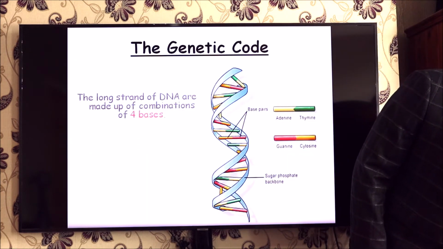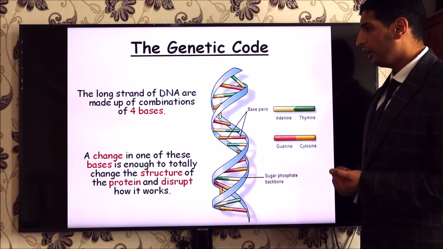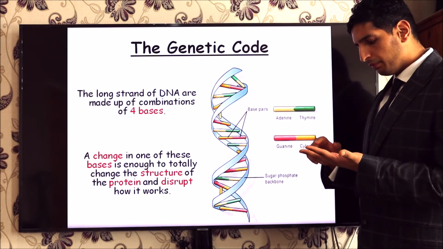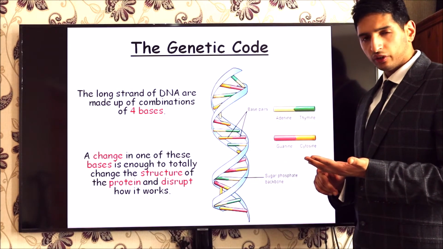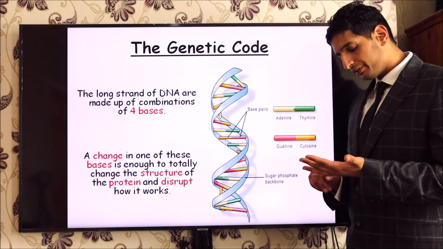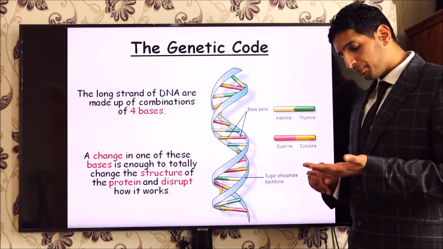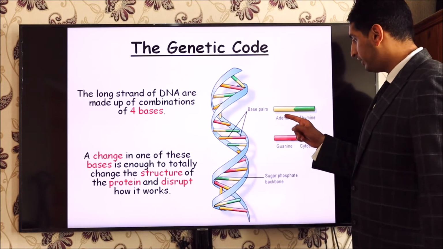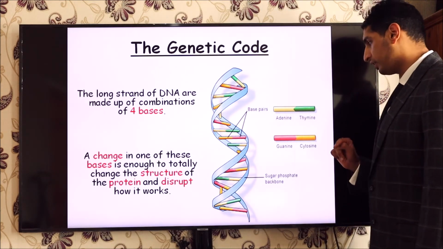Now, on to the most important aspect of the lesson. DNA is made up of combinations of 4 bases. There are 4 bases, so DNA has 4 bases. Number 1, if you were answering a question on the structure of DNA, I would write down first that it has a double helix shape. The next thing I'd write is it has 4 bases. Now the 4 bases are adenine, thymine, guanine and cytosine.